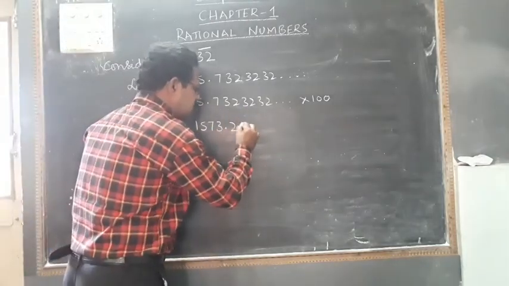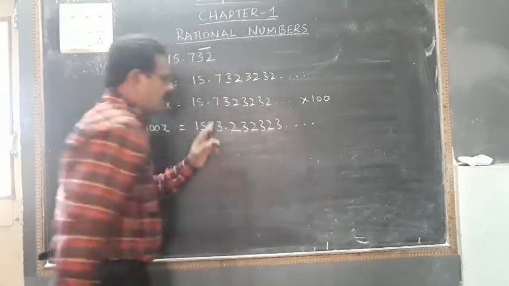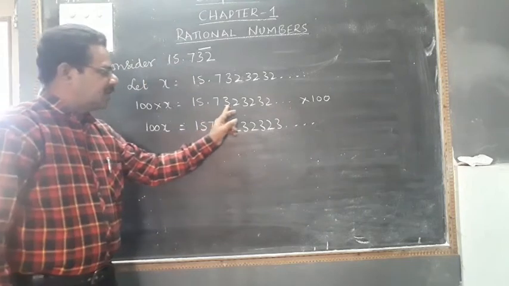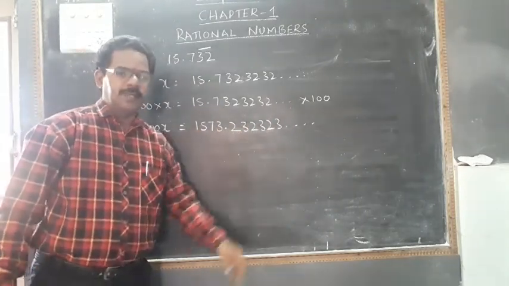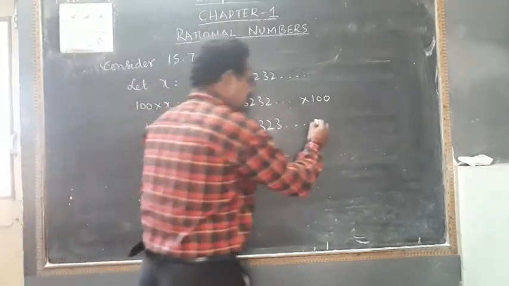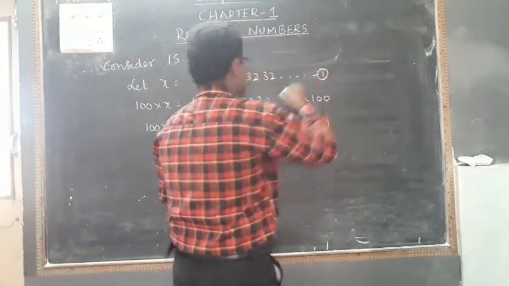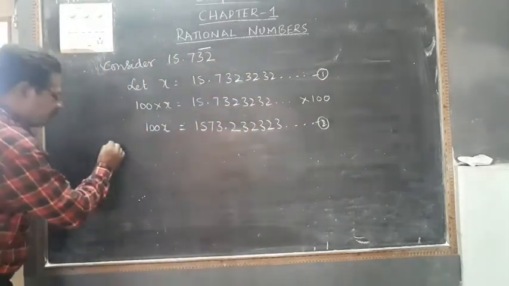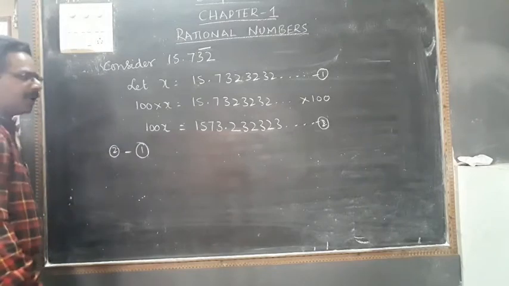After that what is there? 2, 3, 2, 3, 2, 3 like this. See, the pattern is changed. Here it is 3, 2, 3, 2, 3, 2 and here, after the jump, it is 2, 3, 2, 3, 2, 3. This we can consider as the second equation. This we can consider as the first equation. Now we can subtract the second equation minus the first equation.